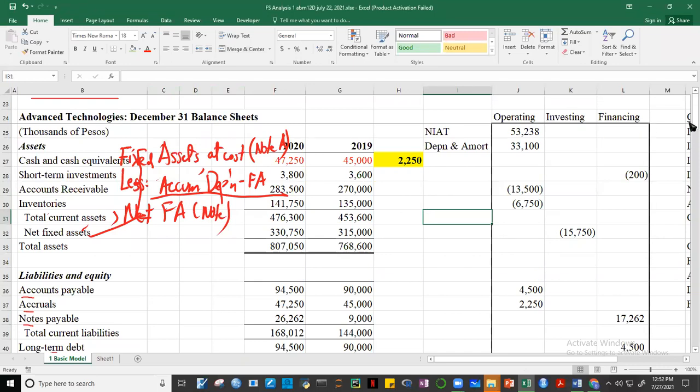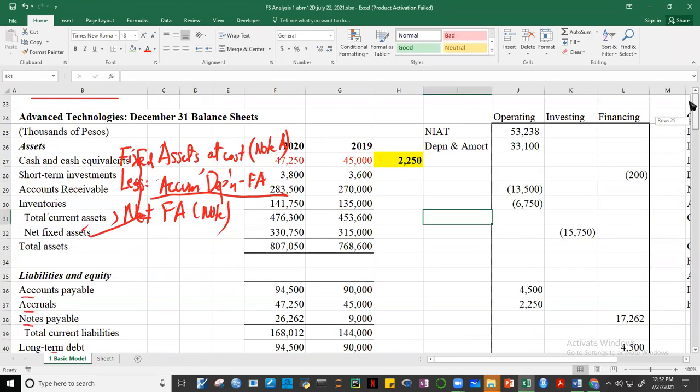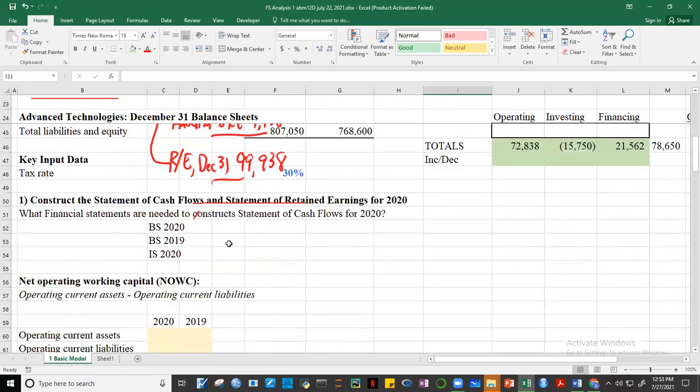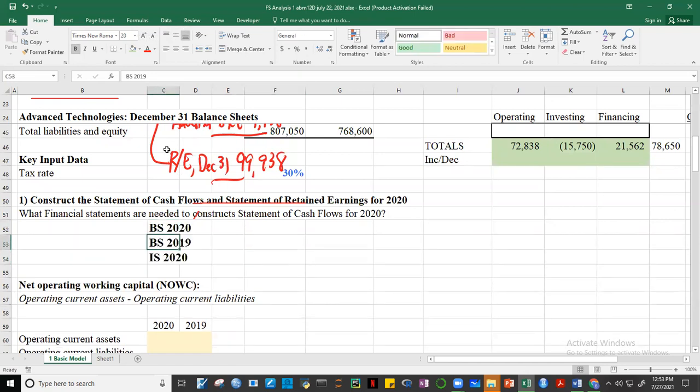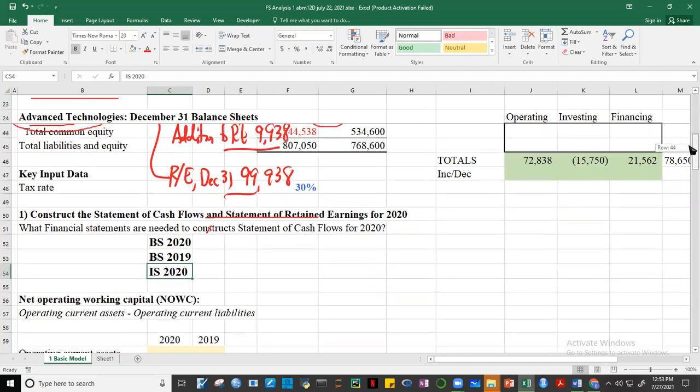Today we're going to finish the statement of cash flows, which we began last session. And by way of review, we said that the statement of cash flows tells us the sources and the uses of cash from operating, investing, and financing activities. In order to construct our statement of cash flows, we need the balance sheet of the current year and the previous year, and also the income statement of the current year. Without these three documents, we won't be able to construct our statement of cash flows.